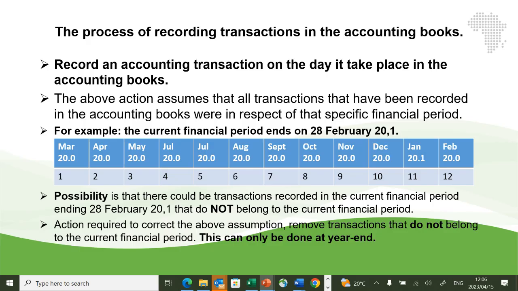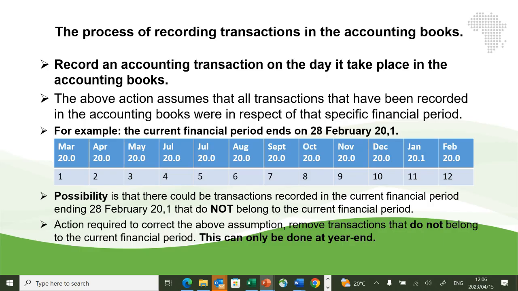It seems like we are following a cash basis in terms of recording if you follow this principle. But in accounting, we know that we are required to use the accrual basis. I will show you as we proceed. And again, this principle is also assuming that all the transactions that have been recorded in the accounting books were in respect of that specific financial period, which is not the case.